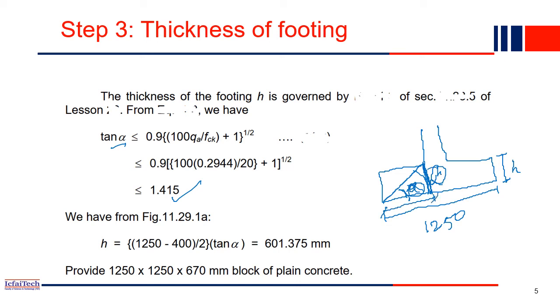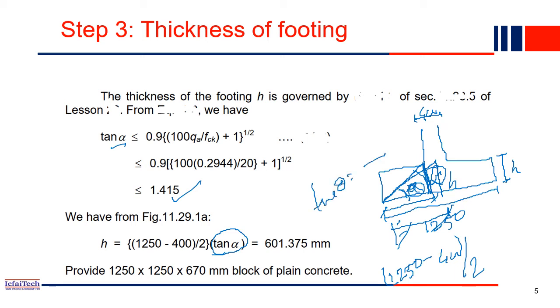So this length will be the total length 1250 minus, not this, actually it is up to the middle portion, okay, up to the middle portion. So minus 400, where 400 is the thickness of this column, divided by 2, so that is simply this length. If you divide this length by tan alpha, basically you will get the height, right? Simply, tan theta we know already, right?